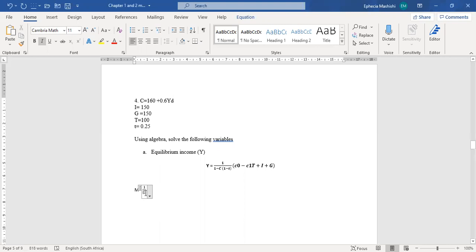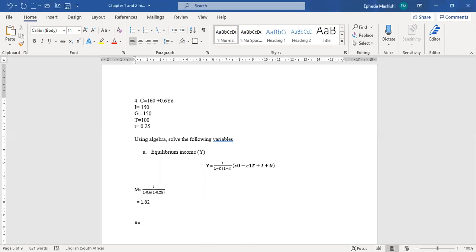Our multiplier is going to be equal to 1 over 1 minus 0.6, open bracket, 1 minus 0.25. After solving that, you should get a solution of 1.82. Sorry, 1.82. Then we're going to calculate A.